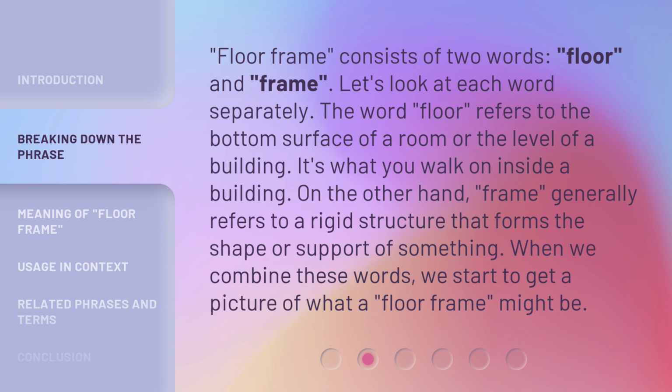Floor frame consists of two words, floor and frame. Let's look at each word separately. The word floor refers to the bottom surface of a room or the level of a building. It's what you walk on inside a building. On the other hand, frame generally refers to a rigid structure that forms the shape or support of something. When we combine these words, we start to get a picture of what a floor frame might be.